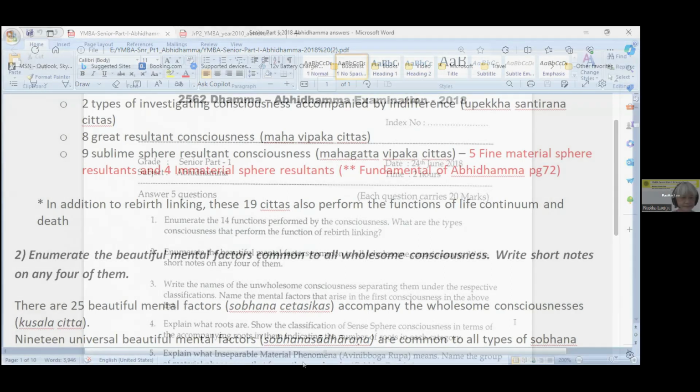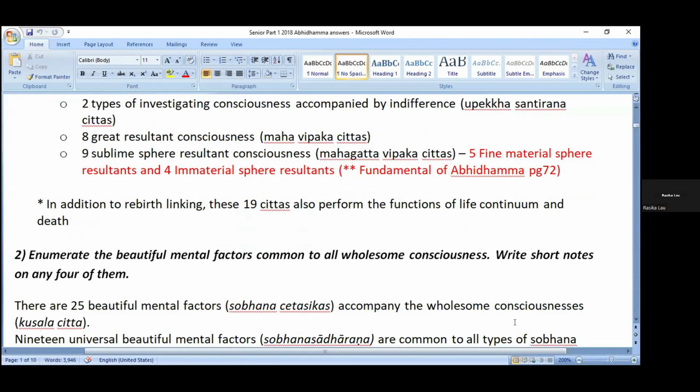Okay. So this is a repeat of the junior part 2. So for this, junior part 2 is a repeating question. So it's happening on both senior part 1 and part 2. So this is a regular question they have been setting.